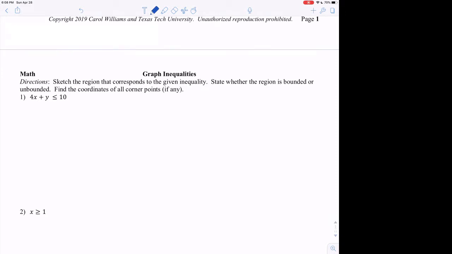What you want to do is graph this line as though it were equal. Let's solve for y: y equals minus 4x plus 10. So you want to graph the line y equals minus 4x plus 10. We know that we have the y-intercept 0, 10, because this point is the point 0, b, our y-intercept.